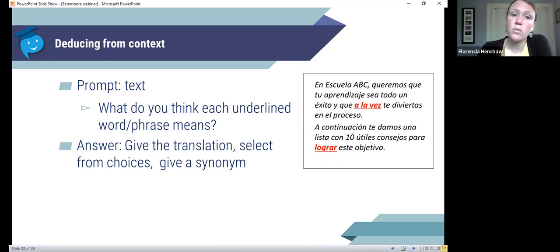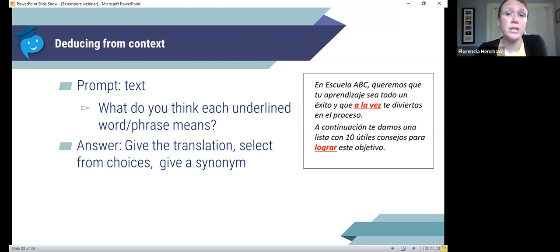And you ask them, what do you think each underlined word or phrase means? And the students can give you the translation. Sometimes you can select from choices if you need to scaffold it a little bit more, right? So do you think it means at the same time, however, right? You give them a few options and they have to tell you which one they think it probably is and why.